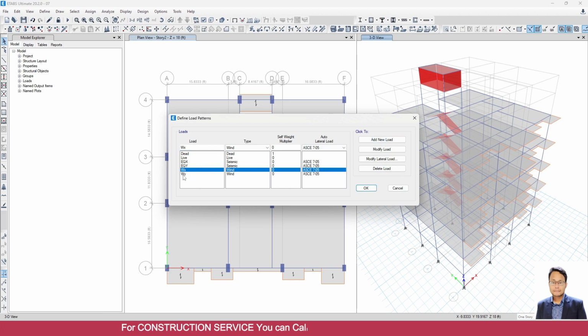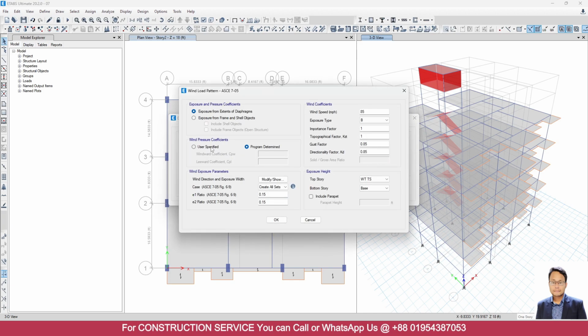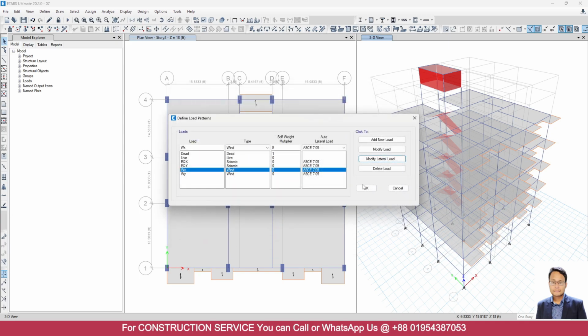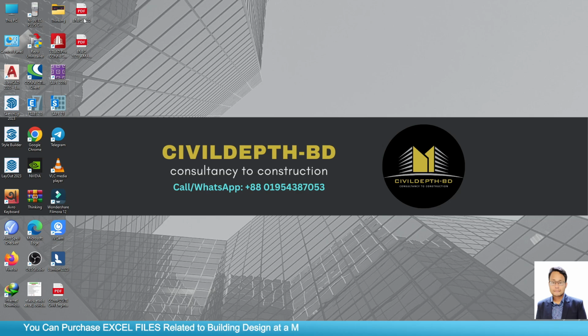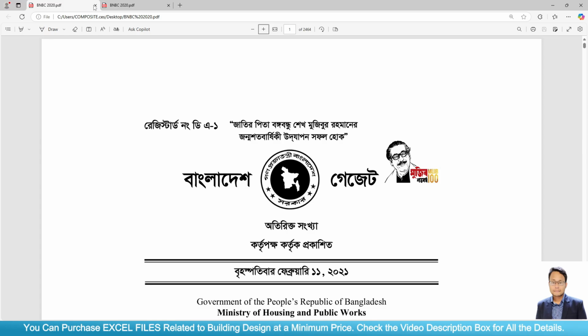So if I select wind X and click modify lateral load, here you can see ETABS needs several parameters, like windward coefficient, leeward coefficient, wind speed, exposure type, etc. So we have to calculate them manually. Here I will use BNBC 2020 as I said earlier, which is similar to ASCE code.